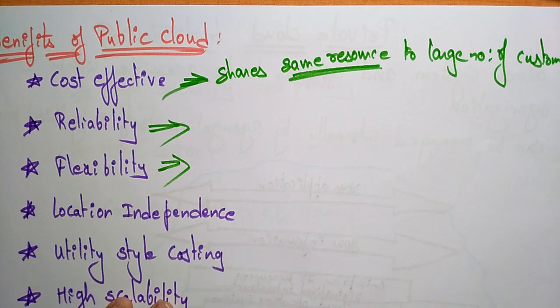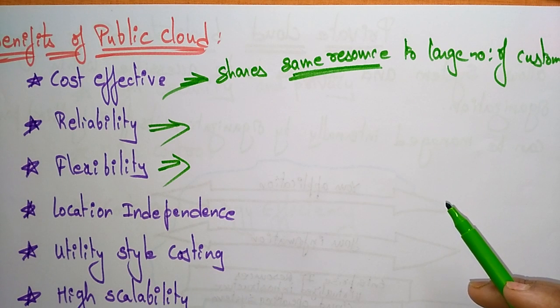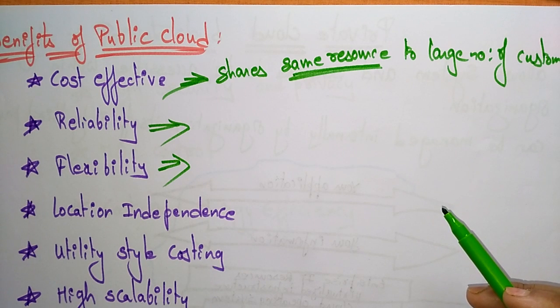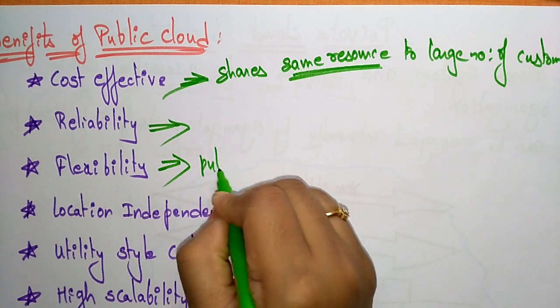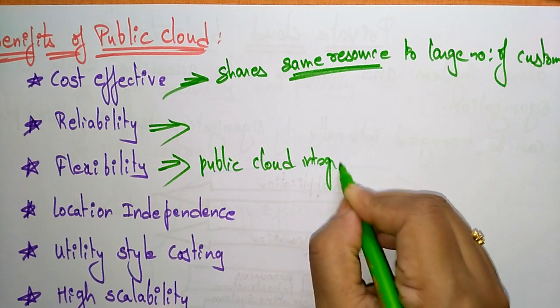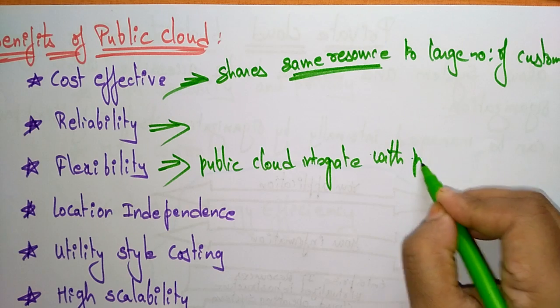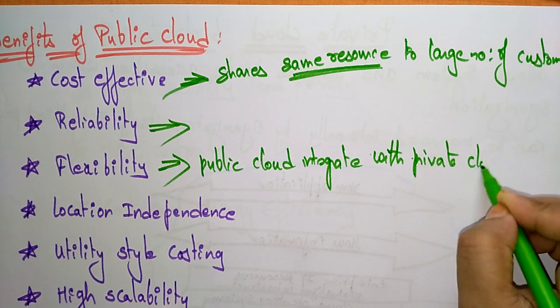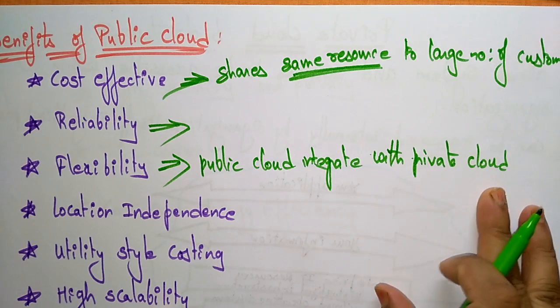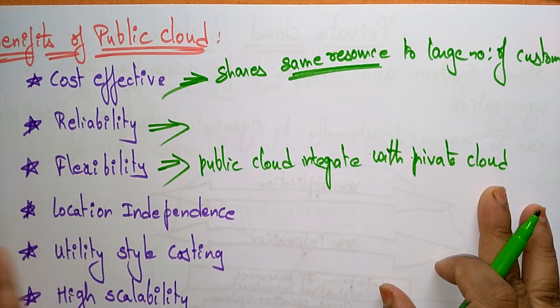Next, coming to flexibility. How can you say this public cloud is flexible? Because it can integrate smoothly with the private cloud, which gives the customers a flexible approach. So whenever it integrates smoothly with the private cloud, obviously, it gives the customers a flexible approach.